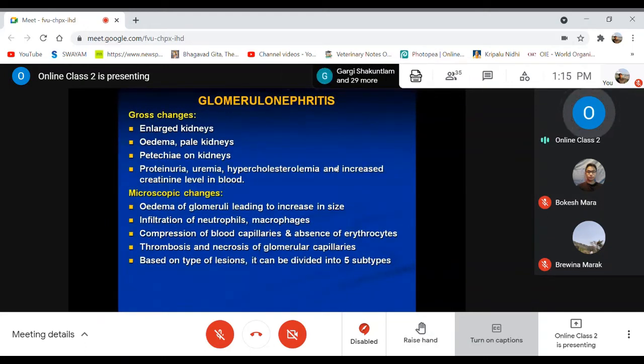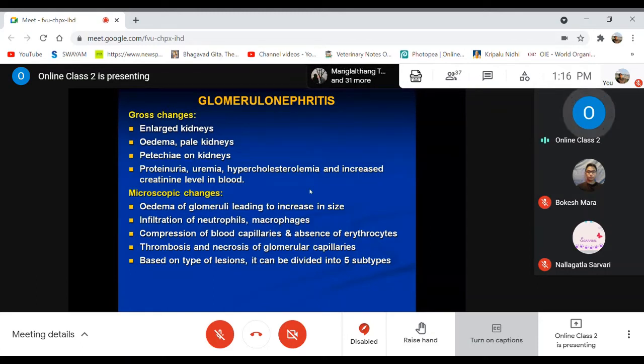Then the urine produced from such affected kidneys, where the glomeruli are mostly affected, may show the presence of protein in the urine, what we call proteinuria, then uremia, then hypercholesterolemia, and an increased creatinine level in the blood. There may be retention of waste products like creatinine. Okay, so it will be retained, and it will be reabsorbed and go back to the circulation, leading to a high level of these waste products, particularly creatinine, right?